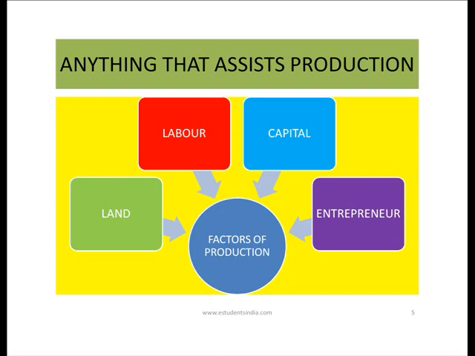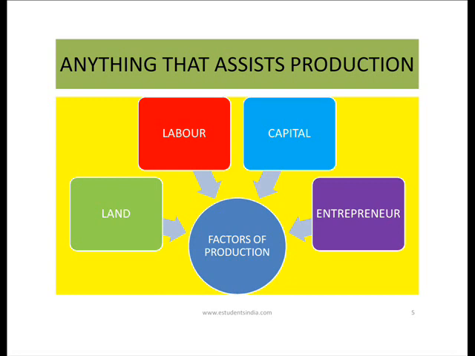Factors of production. Anything that assists in the process of production is called a factor of production. Land, labor, capital, entrepreneur. Land and labor, nature and man. Land is the free gift of nature.